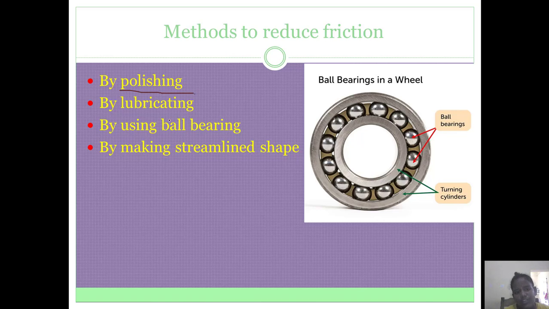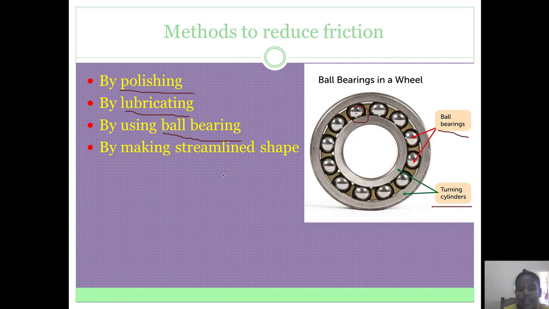So polishing means making the surface smooth, which reduces friction. Lubricating means applying grease, and the things used for lubricating are called lubricants. Another method is using ball bearings. In this picture you can see the small balls are called ball bearings, and these are the turning cylinders.